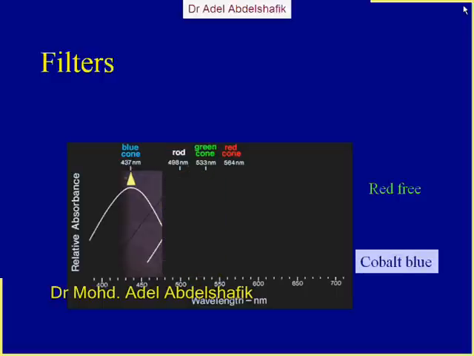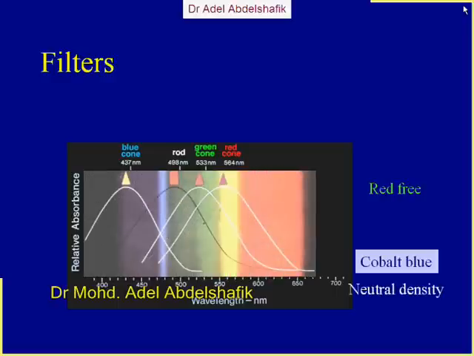The cobalt blue, we use it for fluorescein. If you get an ulcer, I want to see it better. Fluorescence means that if you get some material to absorb short waves, this is the blue part, and re-emit it at a longer wavelength. This is what happens. You put a blue light and you see the green. The green is a longer wave.